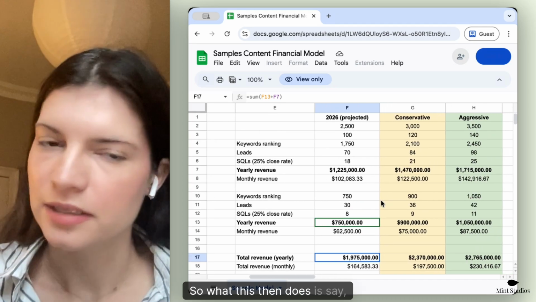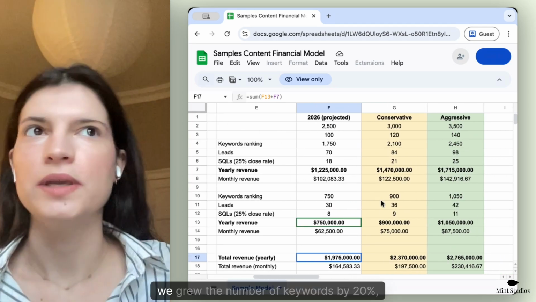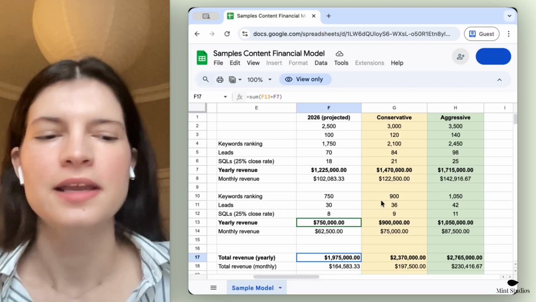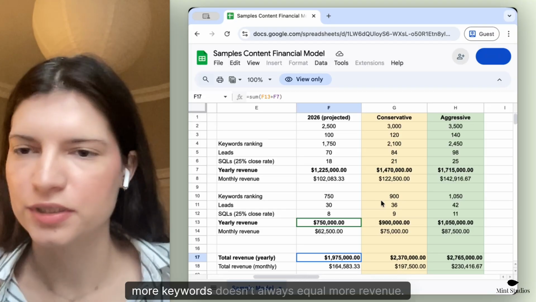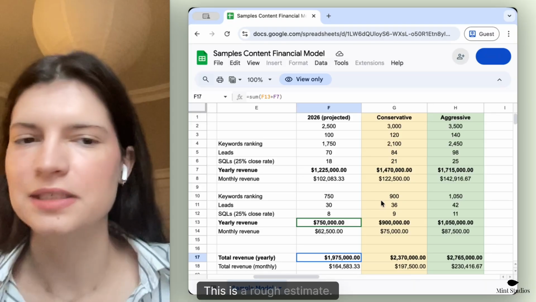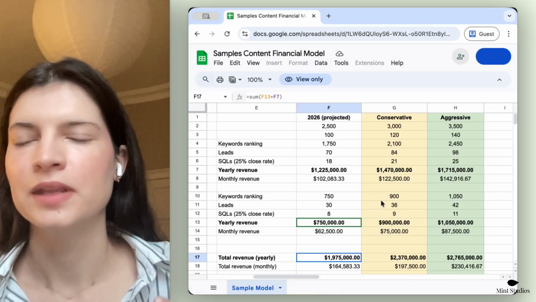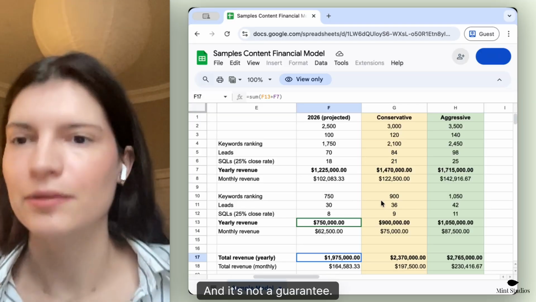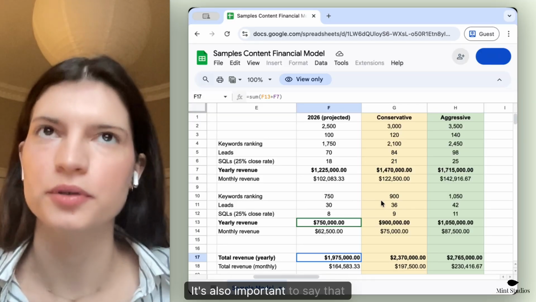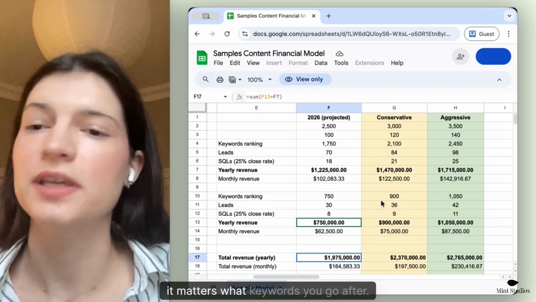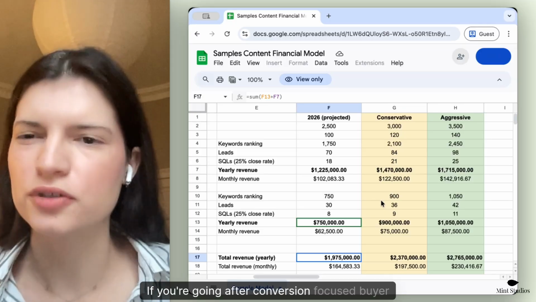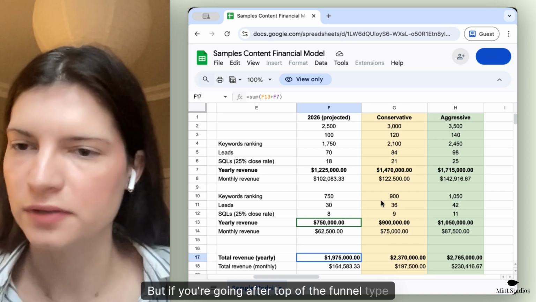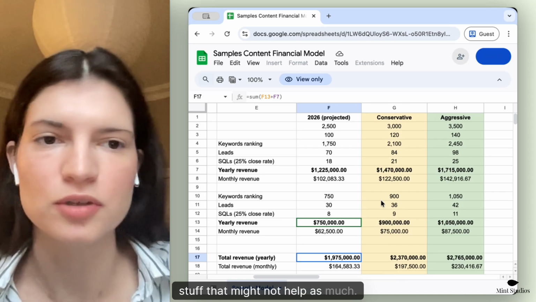So what this then does is say, okay, what if we grew the number of keywords by 20%? What would that look like? Now, of course, more keywords doesn't always equal more revenue, right? This is a rough estimate. This is really purely to understand a little bit what's possible with content, and it's not a guarantee. It's also important to say that it matters what keywords you go after, right? If you're going after conversion-focused buyer keywords, then this will help with revenue, but if you're going after top of the funnel type stuff, that might not help as much.